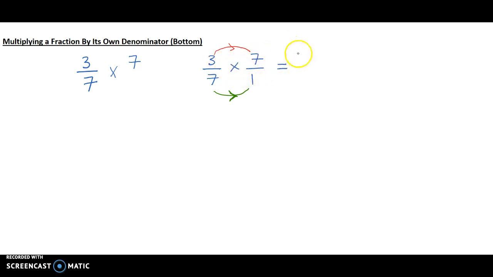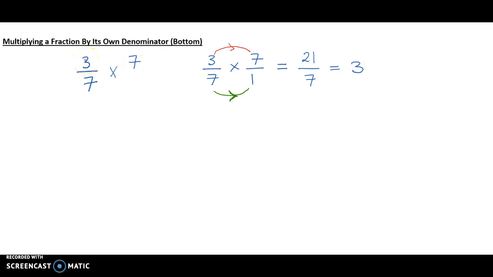So we multiply top by top and bottom by bottom. Now 3 times 7 on the top is 21. 7 times 1 on the bottom is 7. So that gives you 21 over 7. 21 divided by 7 is 3, which was the top of the fraction. We started off with 3 over 7, so we've ended up with the top of the original fraction. So it's an example of what we're talking about. When you multiply a fraction by its own bottom, the answer is the top of the original fraction.